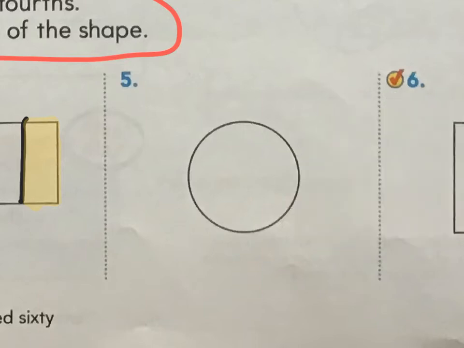So I'll take my pencil. If you need to press pause, go ahead. And I'll draw a line straight down the middle and straight across. And then I'll color in a fourth.